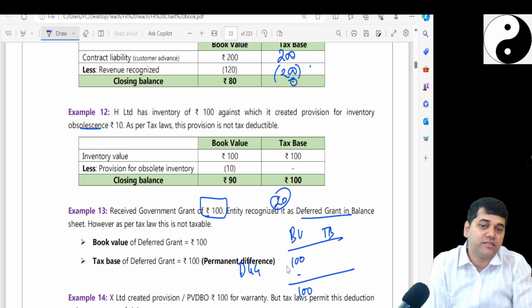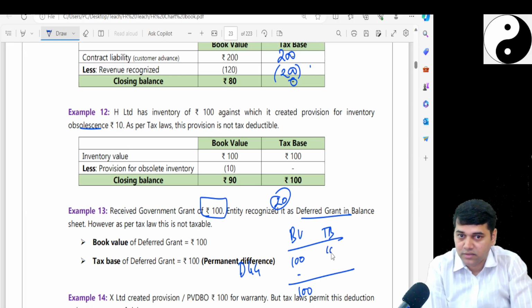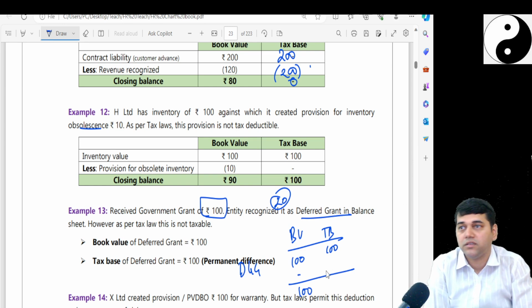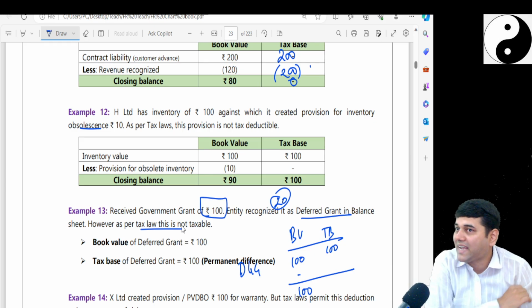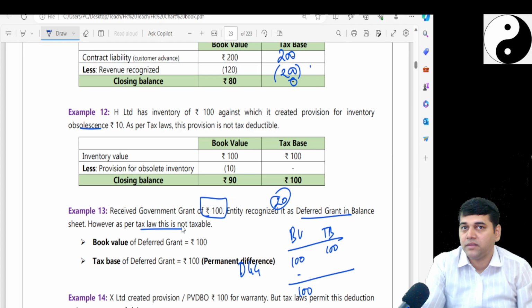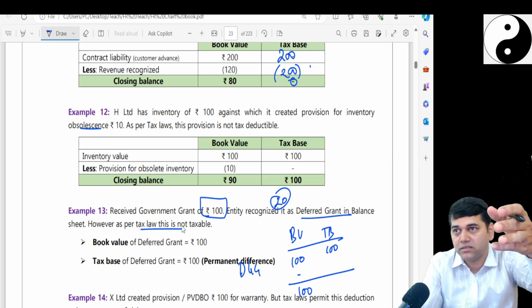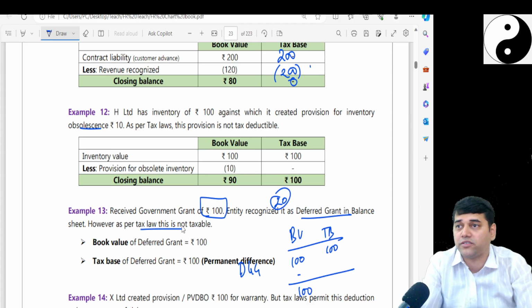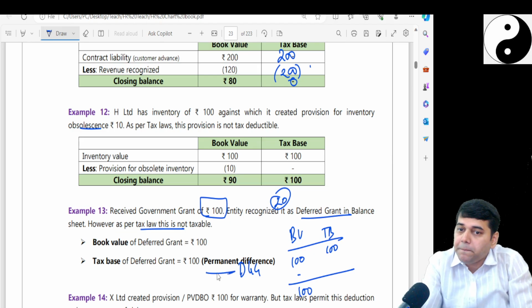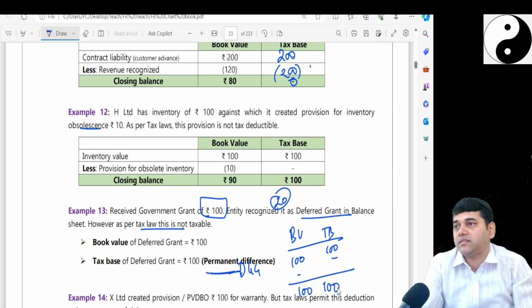Okay, now the first question comes. Did the income tax recognize this entry? Did they recognize? Yes. Did they permit? No. That means this doesn't have any tax effect in the future. This is not taxable only. That means tomorrow when you claim it, income tax will never give you any deduction for it, or income tax will not charge you tax on this also. That means this becomes a permanent difference. So your tax base also will remain 100.